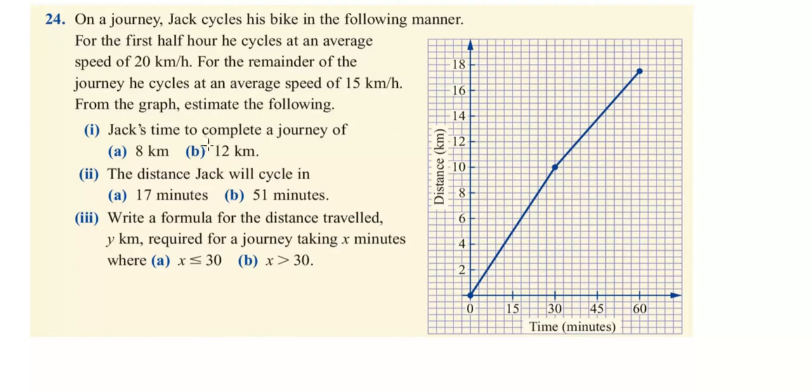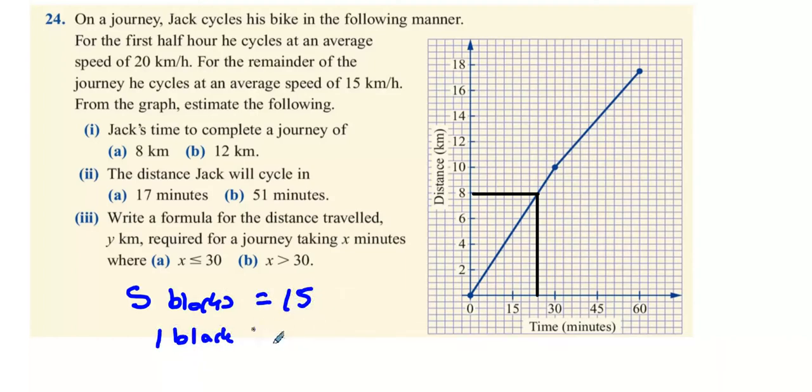Okay. Jack's time to complete a journey of 8 kilometers. What do we reckon? Now, here's the cheat. How many blocks is there in between 10 and 15? 5 blocks is worth 15. How much is 1 block worth? How many blocks am I behind 15? I'm 3 blocks behind 15, okay? So 15, 18, 21, 24. I'd say that's 24 for me.